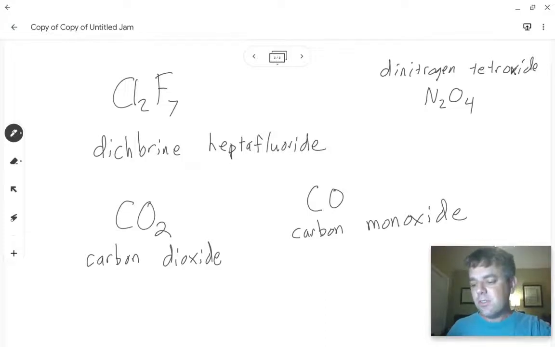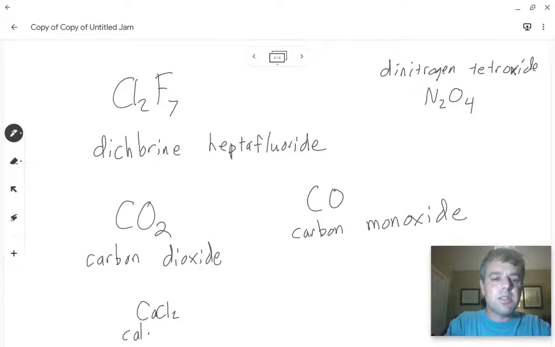Now, the thing is, you cannot use these rules with ionic compounds. Do not start calling CaCl2 calcium dichloride. That's wrong. It's just calcium chloride. And we don't need to call it dichloride. That would be redundant. There's only one way to make calcium chloride. Calcium's a +2 charge, chlorine's -1. It's always CaCl2. We don't call it calcium dichloride because that's an ionic compound.